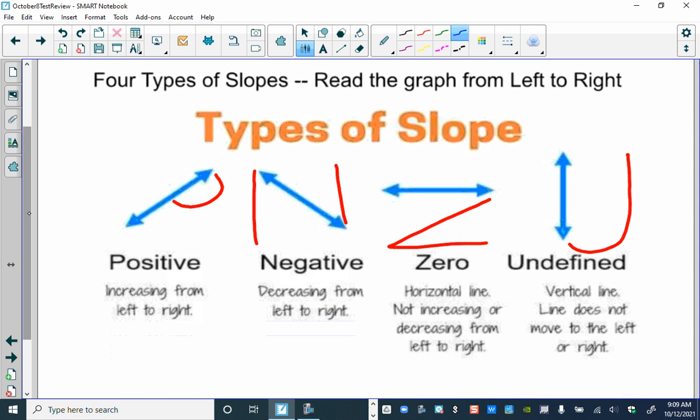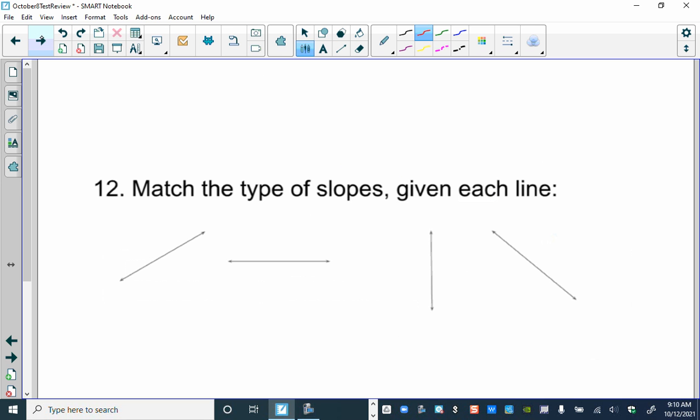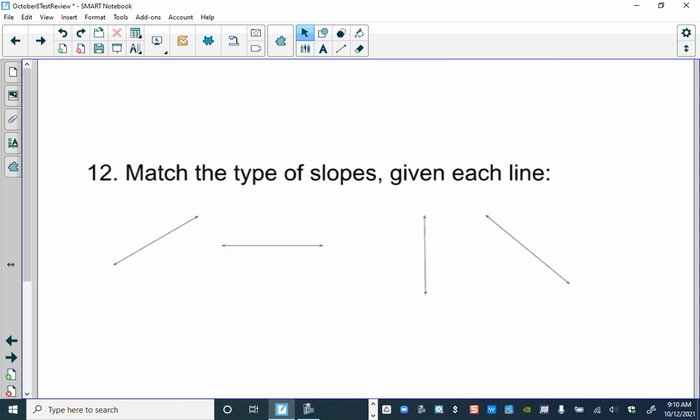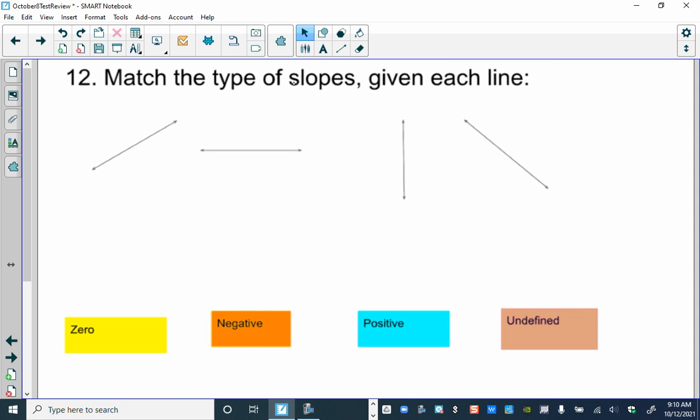This we've done more recently, the 4 types of slopes. Positive, negative, 0, and undefined. Kind of did these little diagrams to help us remember. Positive, negative, 0, undefined. So going forward, the next little activity, basically you would be matching. Which ones do we have?